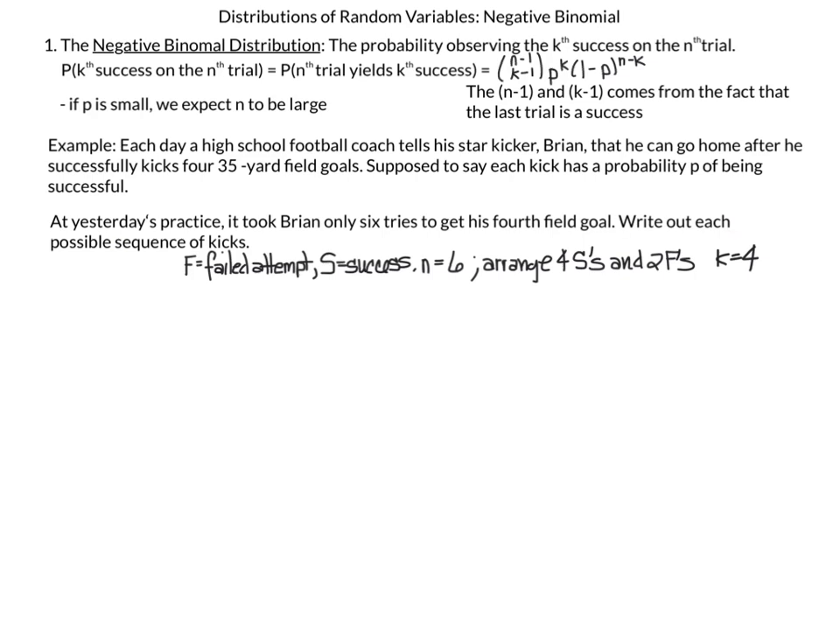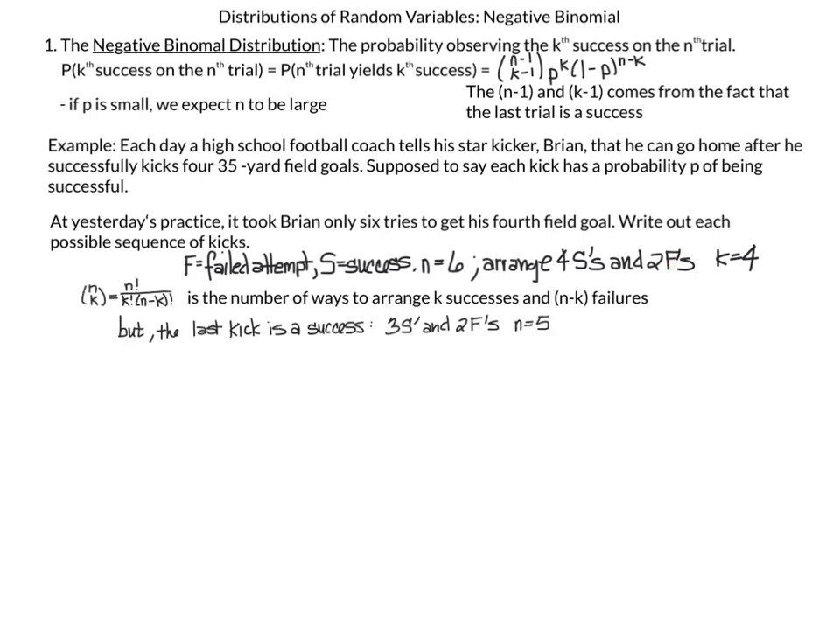So we want to write out each possible sequence of kicks. So we have 4 successes, which means he had 6 kicks, which means he has 6 minus 4, or 2 failures. So this problem is like arranging 4 S's and 2 F's. The S's stand for success, the F's stand for failures. And I'm going to mention, this arrangement of S's and F's is something we talked about with Bernoulli trials. We said that n choose k is the number of ways to arrange k successes and n minus k failures. So in this case, k would be equal to 4, and n minus k, 6 minus 4, is equal to 2 failures, which is what we had noted before.